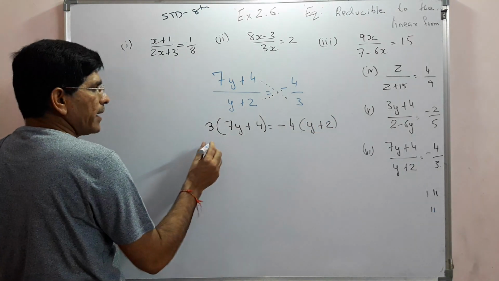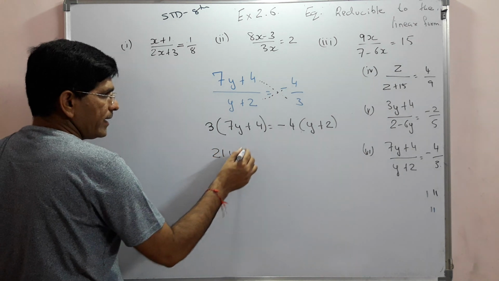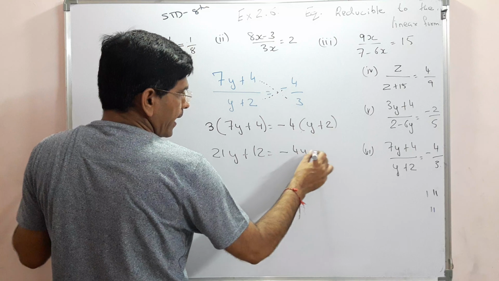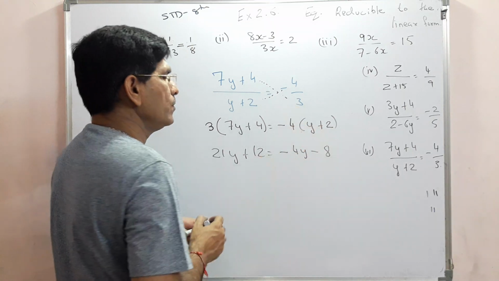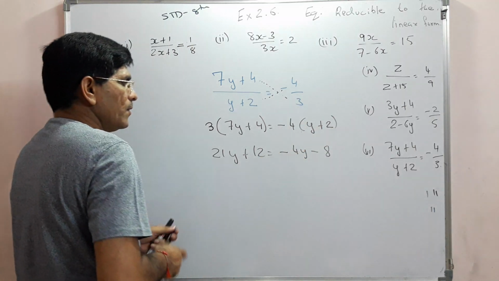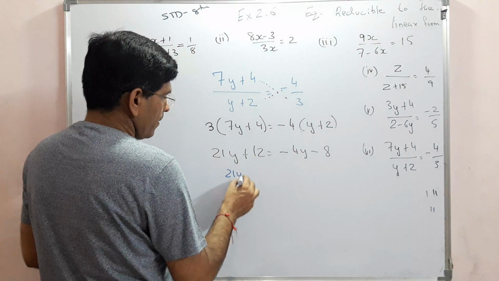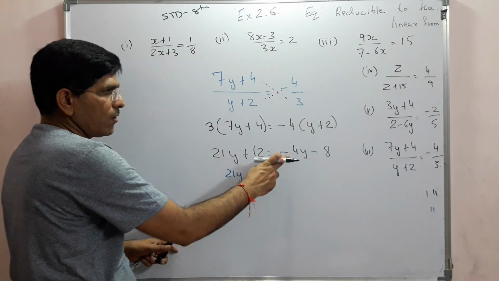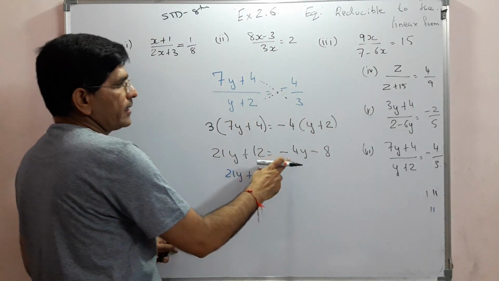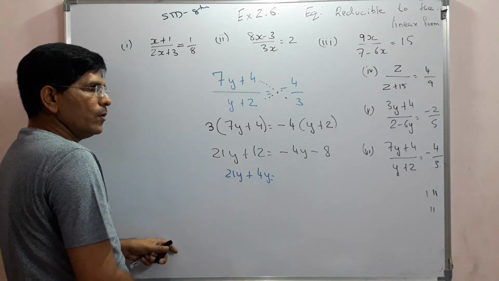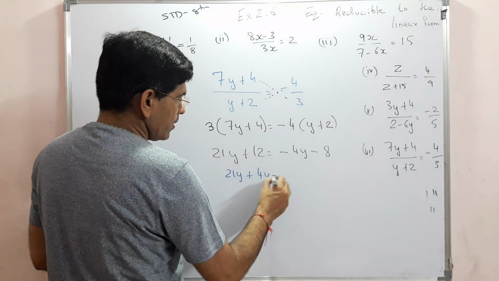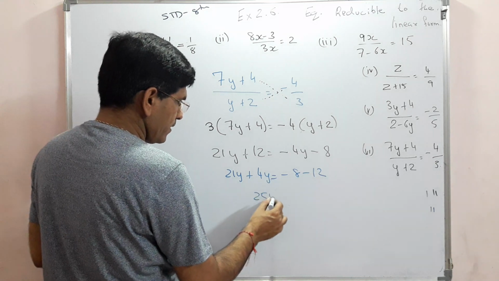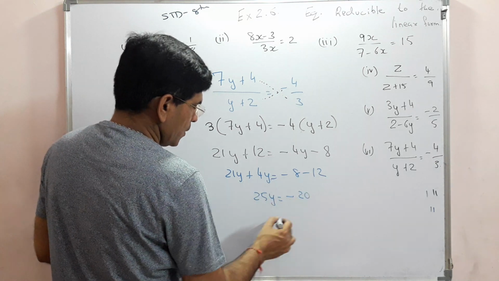Now when I open the bracket, 3 times 7 is 21y plus 12. Here minus 4y and minus 8 you have to write. Now 21y minus minus plus. Why do I have to make plus 4y? Because from right to left here it is negative, so it will be converted to positive. Is equal to minus 8 minus 12. So 25y is equal to minus 20.